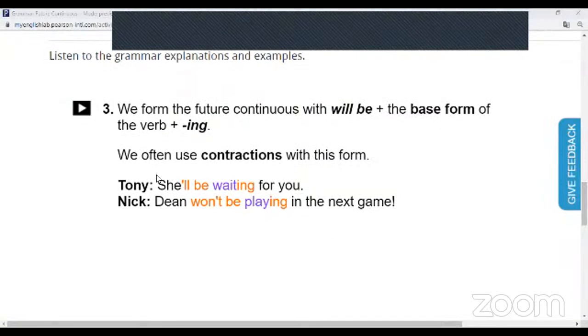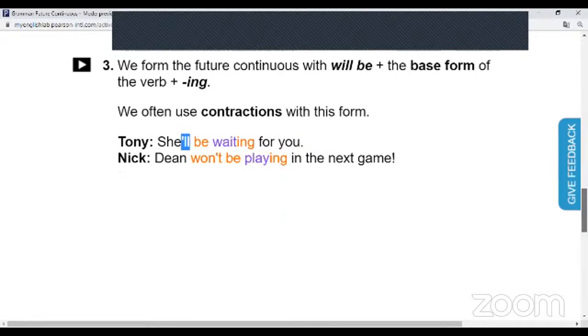Okay, guys, remember, whenever we are speaking, we always try to use the contractions, the contracted form using the apostrophe, okay, to sound fluent. Now let's continue.